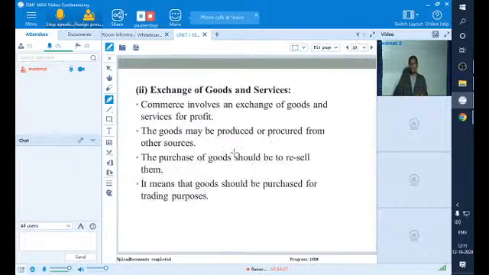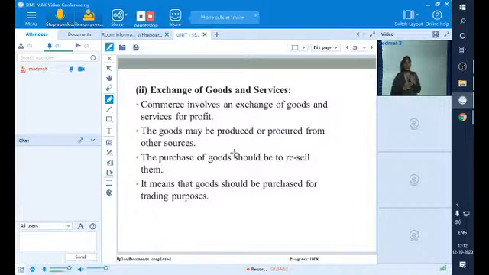Second character, exchange of goods and services. You are going to exchange the goods and you are going to exchange the services. So commerce involves an exchange of goods and services for profit. The goods may be produced or procured from other sources. How are the goods produced or procured? The goods are produced or they get extracted from other sources. So that is the second thing here.